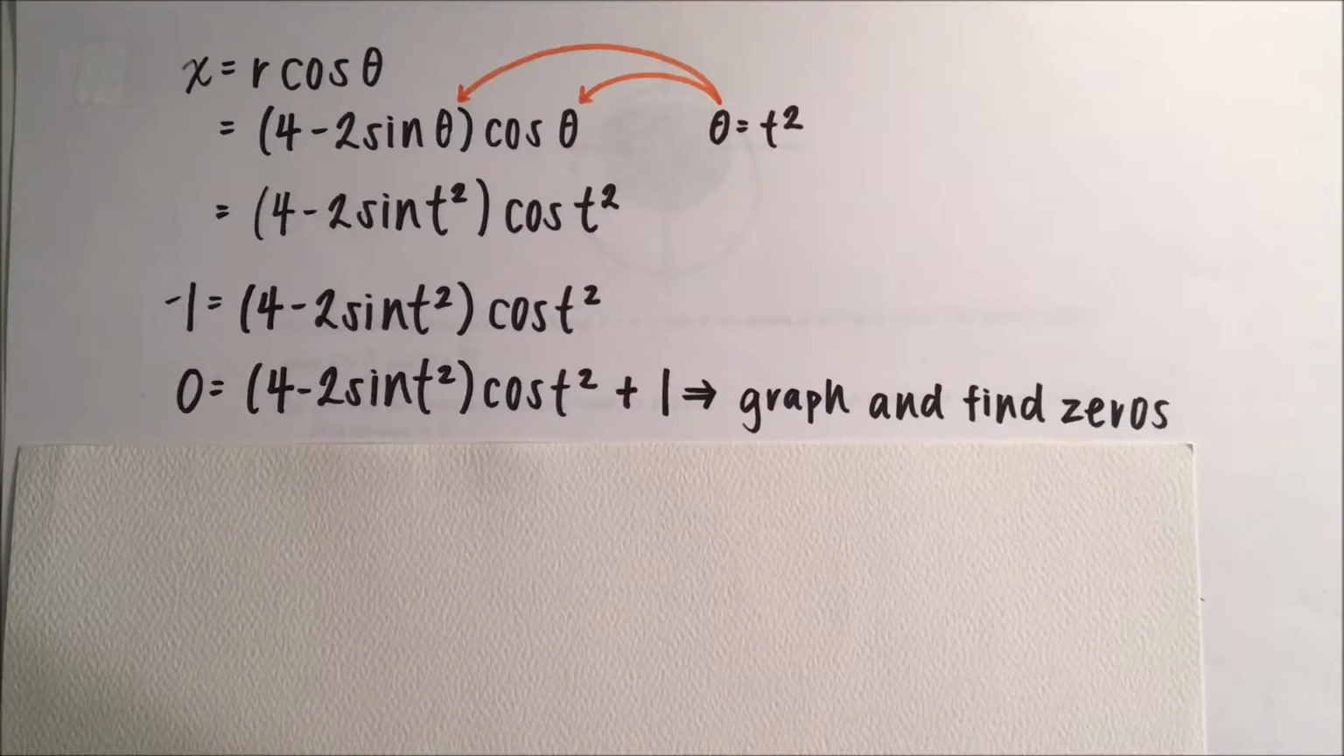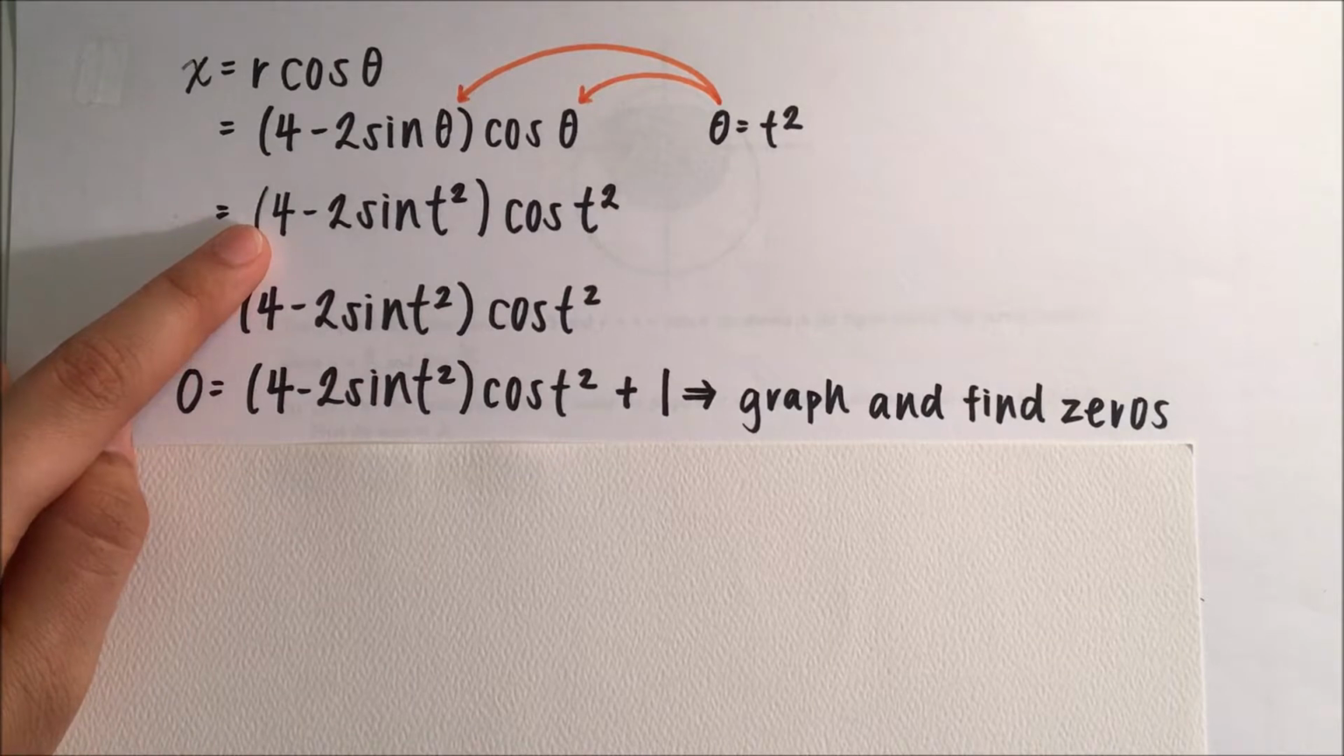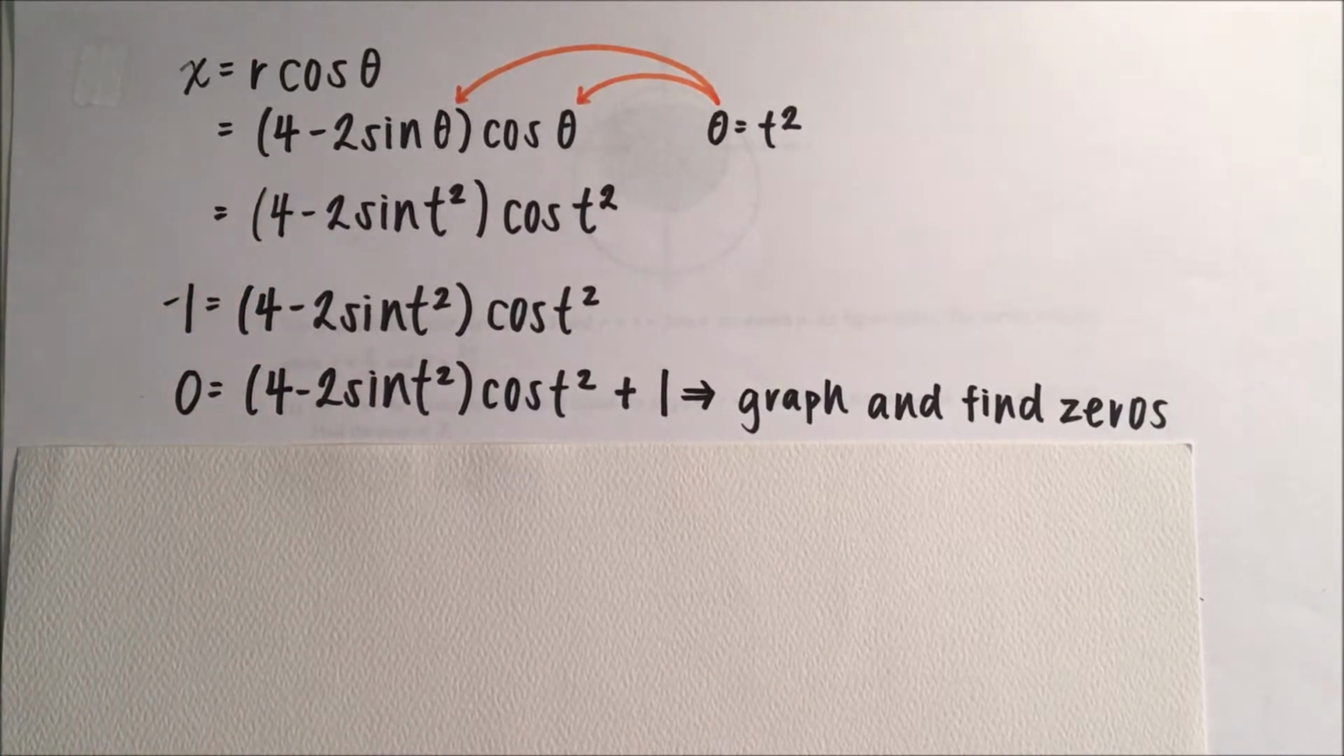Now to go from polar to parametric, you need to realize that the x-coordinate is equal to r cosine of theta. You replace r with 4 minus 2 sine theta, while also replacing theta with t squared. To get the time in which the particle's position is at -1, you would set this expression to -1. Then to get t, you would move -1 to the right side and graph the equation in your calculator. One of the zeros of the graph should be the value of t.